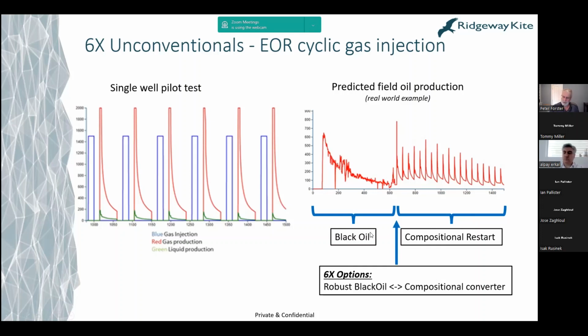Another thing which is worth mentioning is that the black oil and the compositional are all part of the same 6X license. You don't have to buy additional add-ons for any of this stuff. It's a single license that covers all of the functionality.